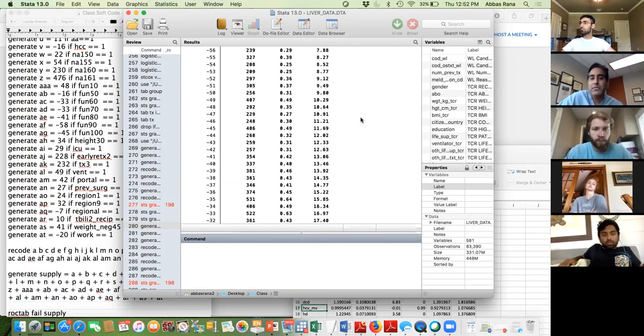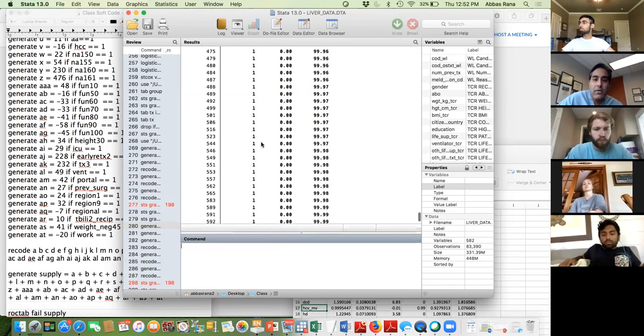We'll make two groups. We'll make less than 10 percentile. So this is the percentile, so under 40 points. So we'll say generate group A is equal to 1 if supply, that was the name of the score that I made, is less than or equal to negative 47.